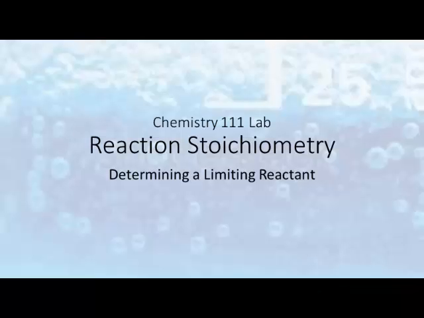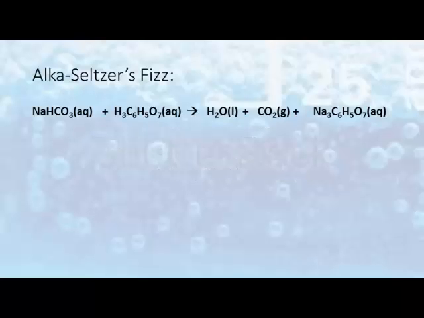This is the pre-laboratory video for your reaction stoichiometry determining a limiting reactant laboratory. For this laboratory, we're going to use a reaction many of you have seen, the reaction that makes Alka-Seltzer fizz. The reactants in Alka-Seltzer are sodium bicarbonate, also called sodium hydrogen carbonate, that's the more formal name, and citric acid, which has this formula here.